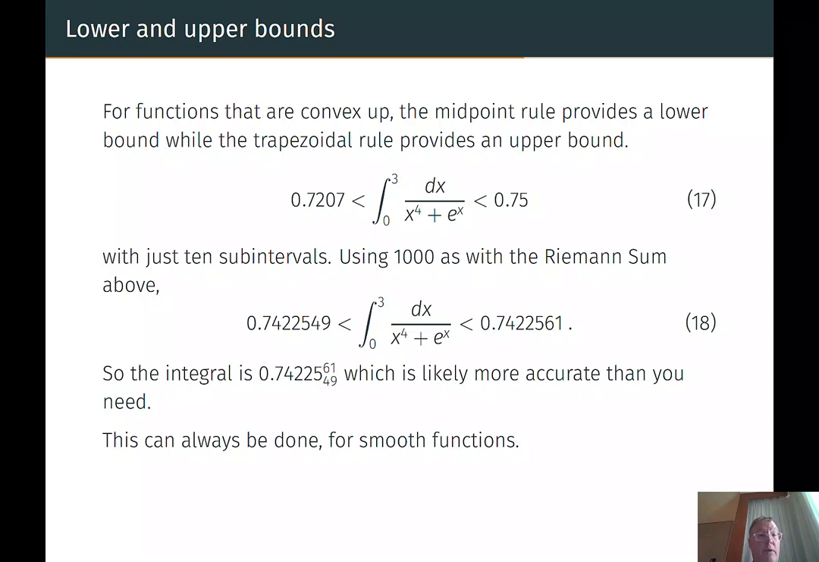If we used 1,000 intervals as with the Riemann sum before, then we get 0.74225 is less than the integral, which is less than 0.742256. And so we can write that the value of the integral is 0.74225 and then 6.1 above and 4.9 below, which means the true answer is trapped between those two numbers. And this can always be done for smooth functions. So numerical methods can give you a proof of existence if you do it carefully.